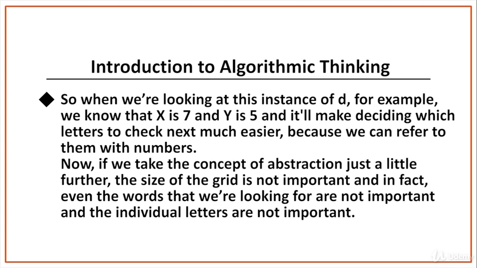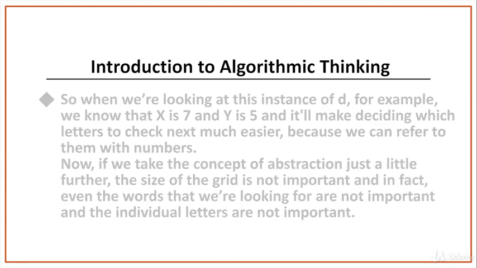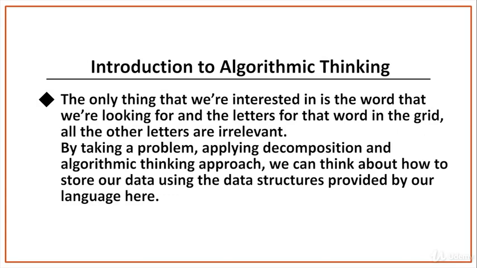Now, if we take the concept of abstraction just a little further, the size of the grid is not important, and in fact, even the words that we're looking for are not important, and the individual letters are also not important. The only thing we're interested in is the word that we're looking for and the letters for that word in the grid. All others are irrelevant. By taking a problem and applying decomposition and an algorithmic thinking approach, we can think about how to store our data using the data structures provided by a language.